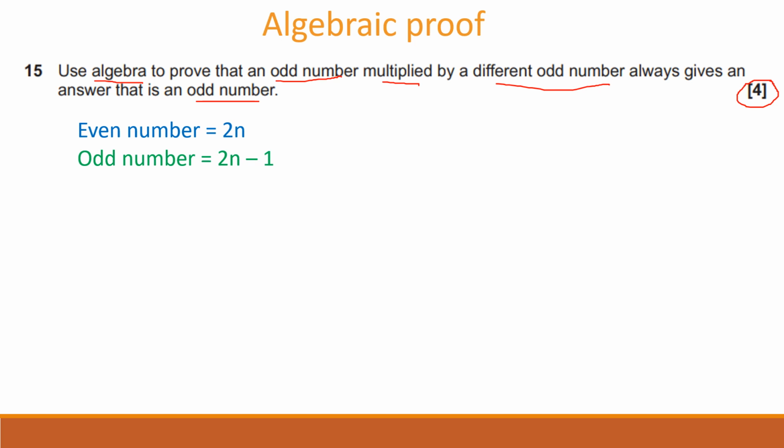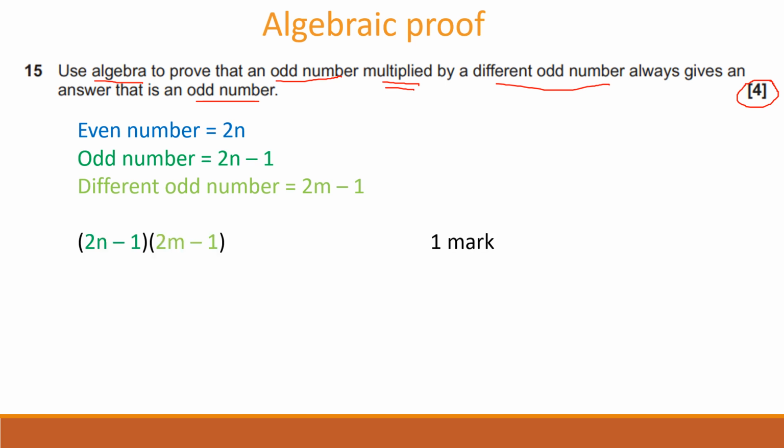Now I'm going to pick another odd number. So a different odd number, I'm going to choose a different letter, so 2m take away 1. It doesn't matter what letters you use, you could have used 2x minus 1 and 2y minus 1, all letters of your choosing. Now it says that the 2 odd numbers are multiplied, so I'm going to put these 2 numbers next to each other and that would have given you 1 mark. So these 2 odd numbers here next to each other that I'm going to multiply gives me 1 mark.